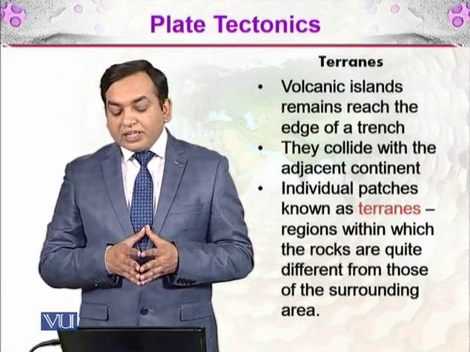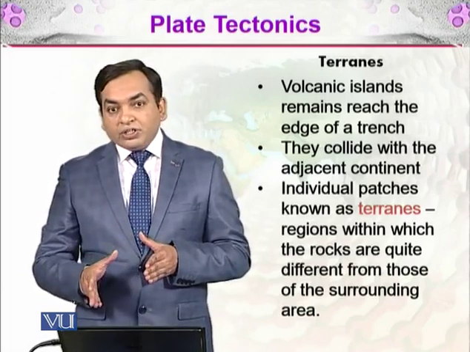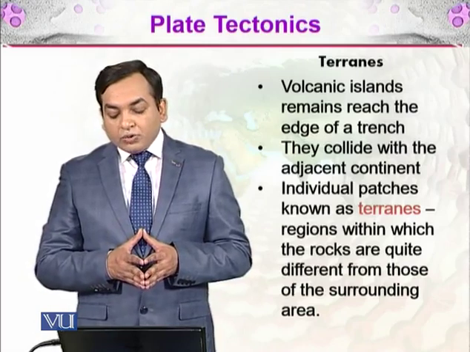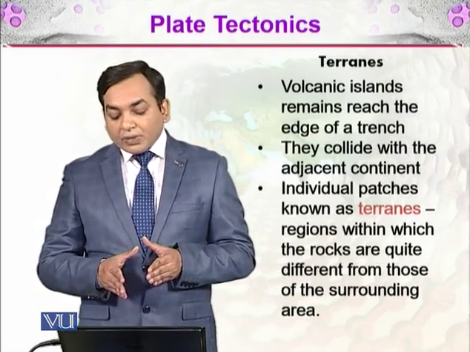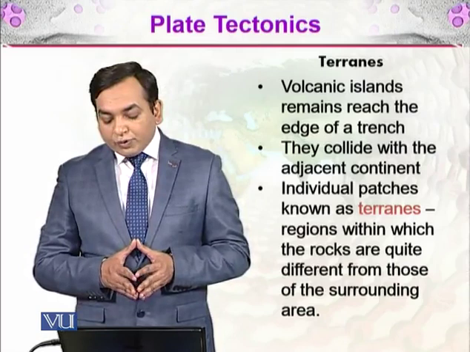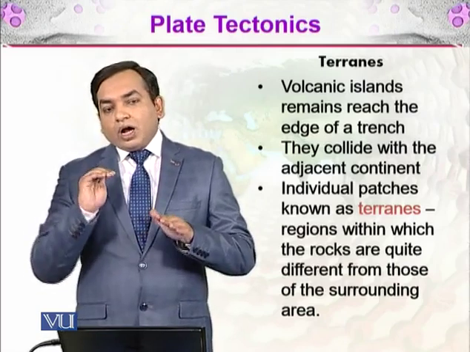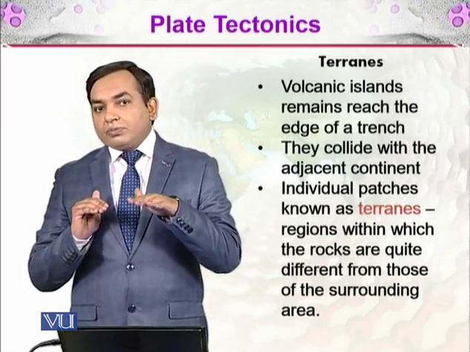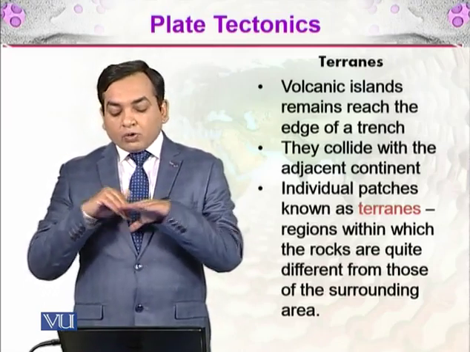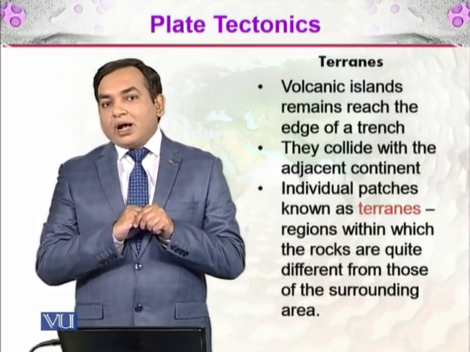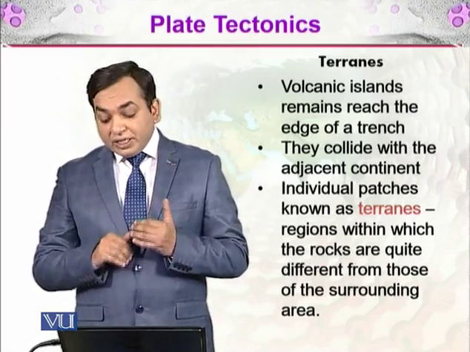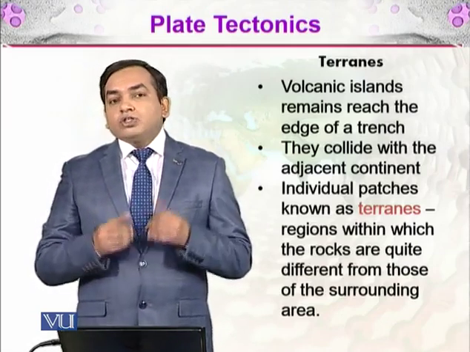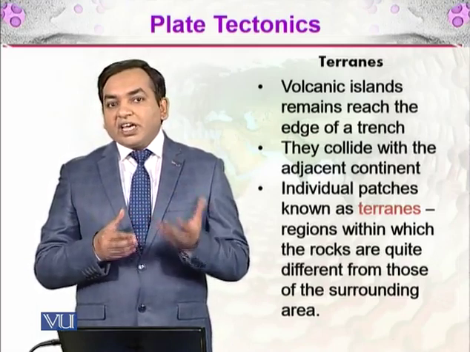They collide with the adjacent continent, and the individual patches are known as terranes, a region within which the rocks are quite different from those of the surrounding area. So the rocks of these islands will be very different from the continental rocks, but when they collide, these rocks will become part of that continent, and these are called terranes. So what is the implication of that?